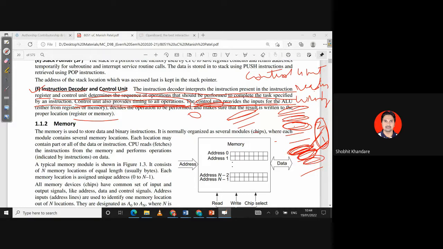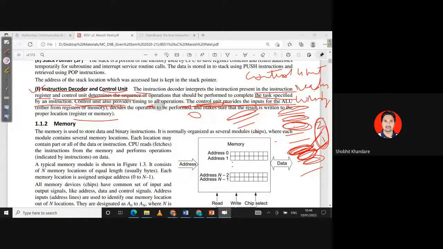After my explanation, please refer to this book from Manish Patel, which I have already shared in the classroom. Is it fine? Shall I proceed further? Yes, sir. Is it fine?